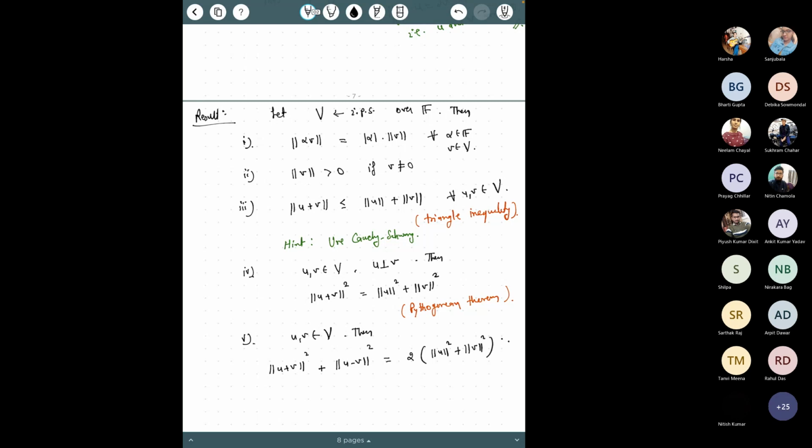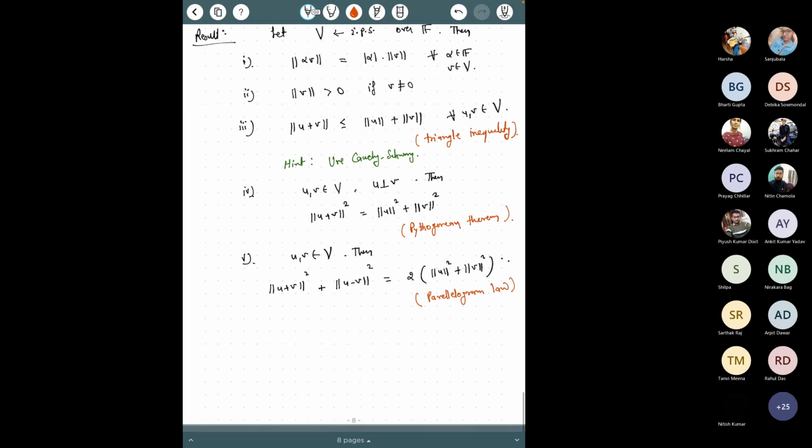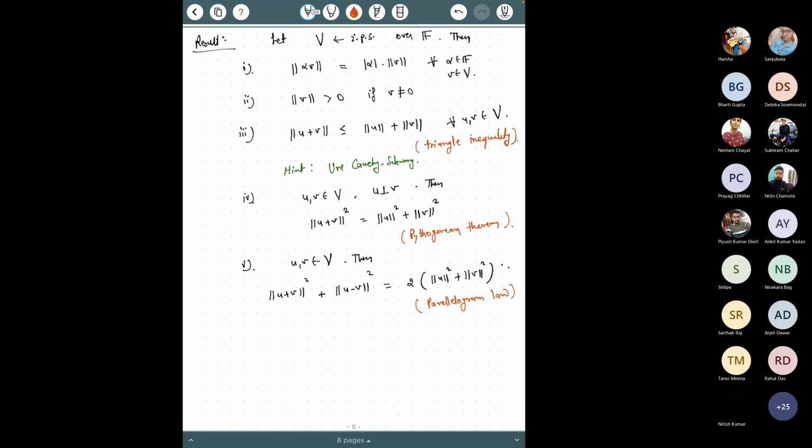And this is now, if you just recall this, then this is called the parallelogram law. Okay. So these you can prove simply, just using the facts given to you.